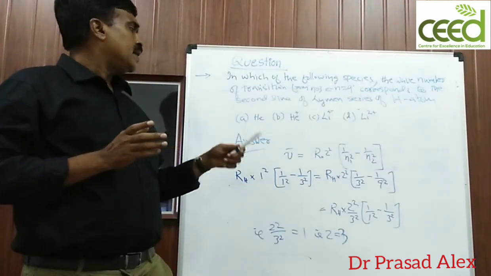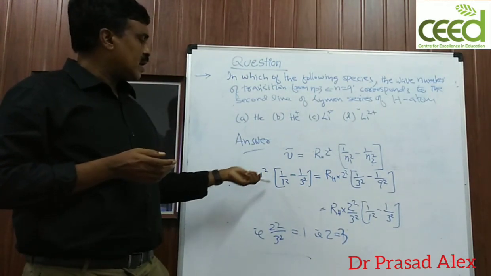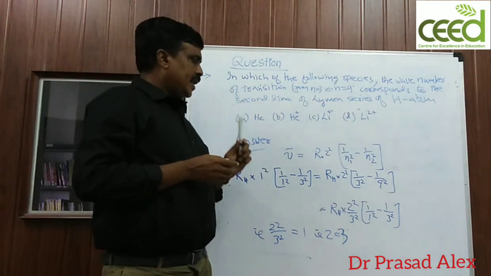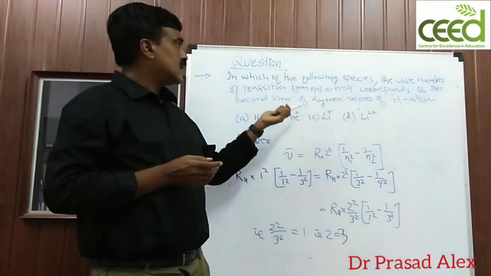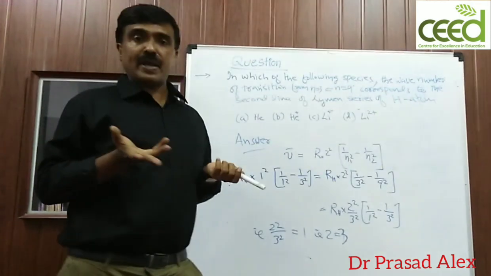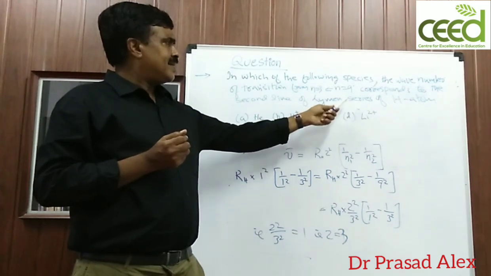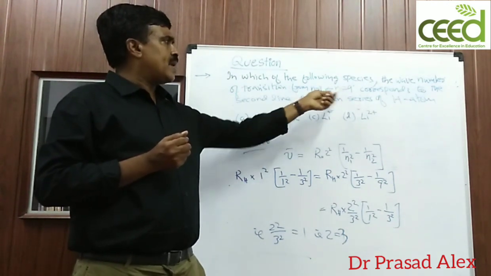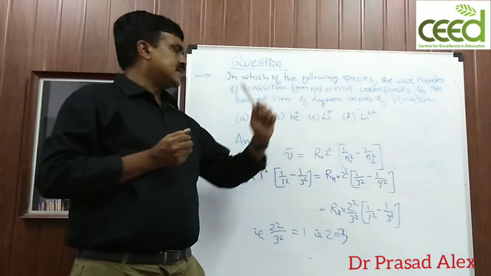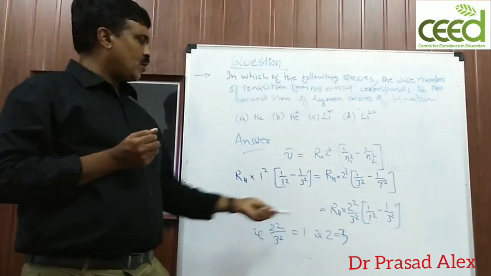We put those values here. For hydrogen atom we know Z is 1, atomic number is 1. So it is RH into 1 square into 1 by 1 square minus 1 by 3 square. And this we have to equate with the other species. For the other species, Z is not known. No problem, we have to find out Z. So RH into Z square, and the initial and final energy level quantum numbers are given here. We put the values: 1 by 3 square minus 1 by 9 square. These two have to be equated.